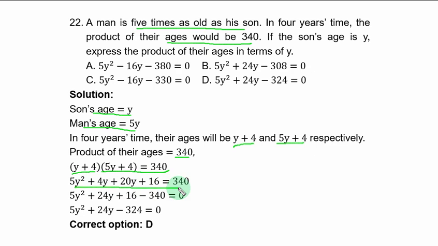To have a proper quadratic equation, the right hand side is always 0. So if you add like terms, that is, if you add these two terms, you have 24 plus 16. You transfer this term in, it becomes negative. If you add, finally, you have 5y squared + 24y - 324 = 0. D is the correct option.